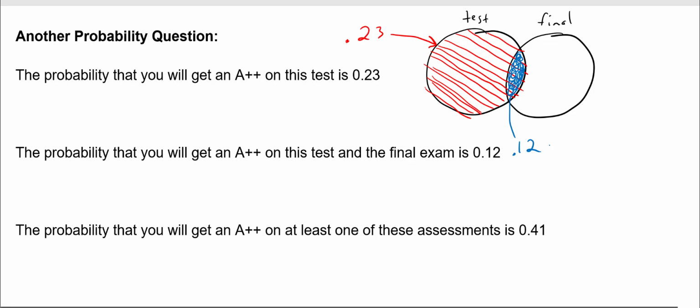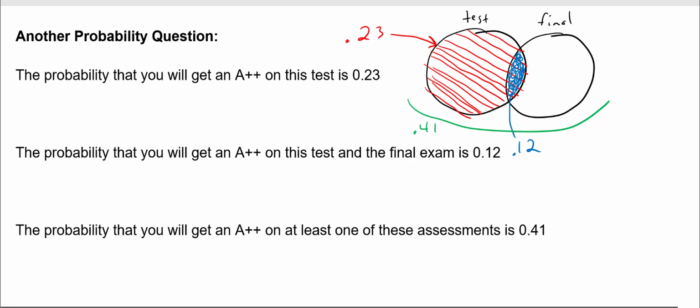Okay, and then it says the probability that you're getting an A++ on at least one of these assessments. So that's kind of this whole thing. If I talk about this whole thing here, this is 0.41. Right? That includes the test, the final, or both. Okay, so if you keep that in mind, what I really want to do here is find the probability of just having a test and just having a final. Once I have all 3 probabilities, I actually can answer all my questions.